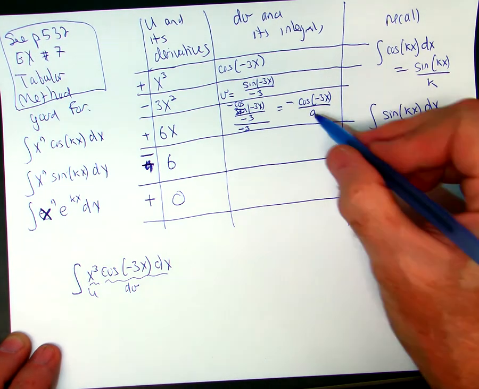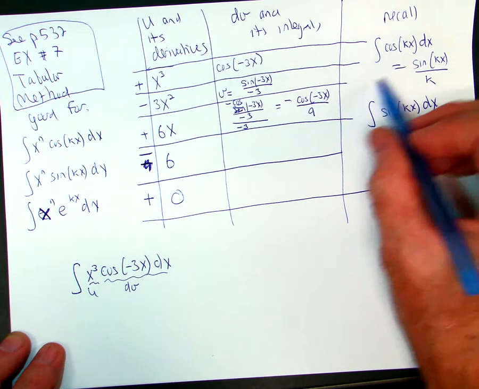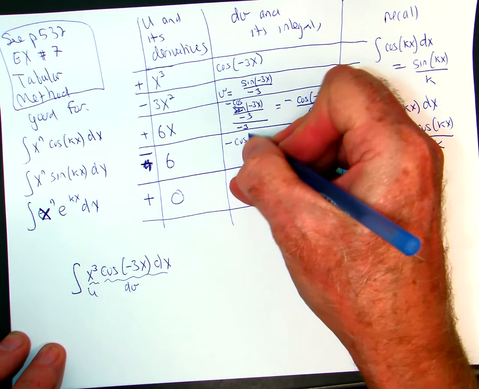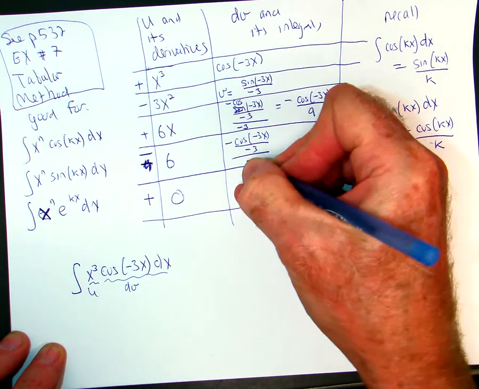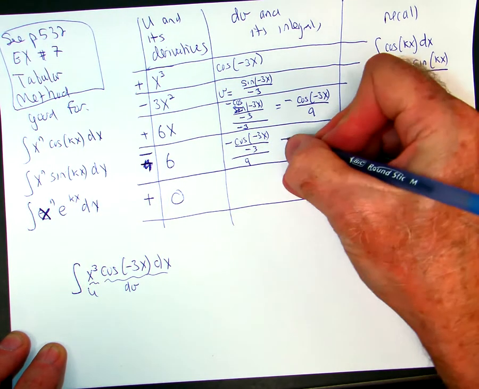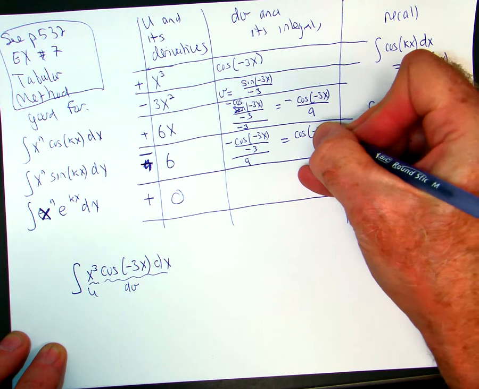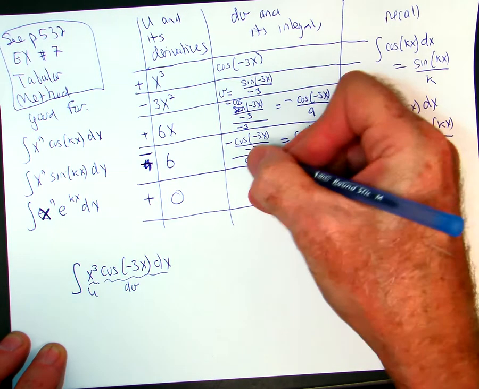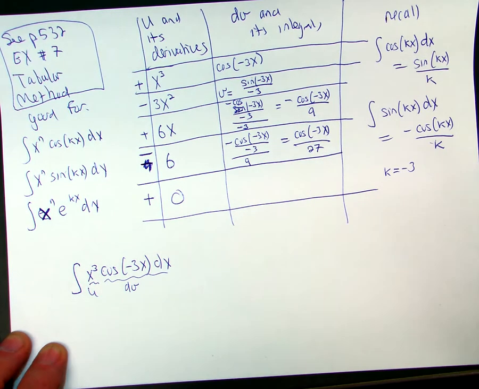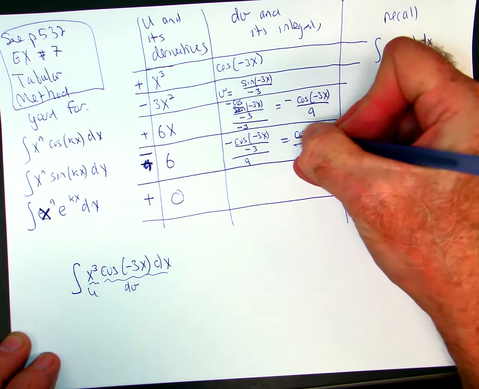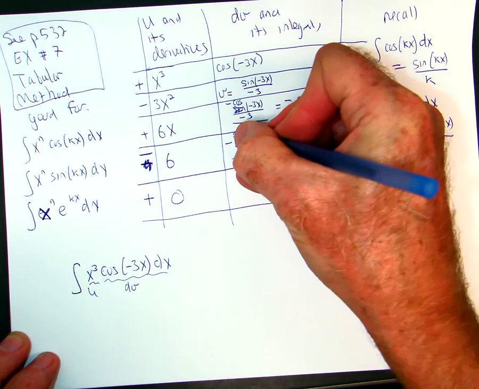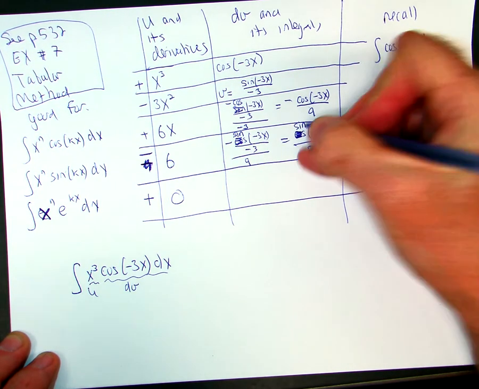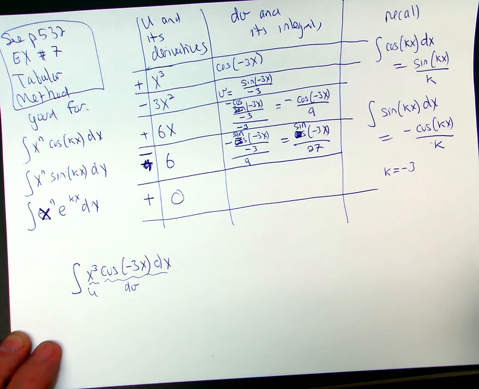Now I integrate this. The integral of cos is going to be minus 3x over minus 3, but I already have this over 9. Double minus, so I'm going to get cos minus 3x. These minuses cancel. This times this, 27. So now I'm back to another cos integral. Oh, sorry, I did it again. Integral of cos is going to be minus sine. Sorry. Okay, I'll get it right this time.